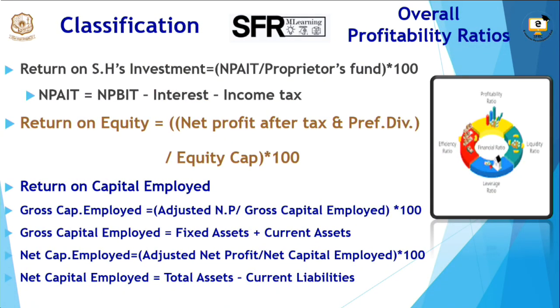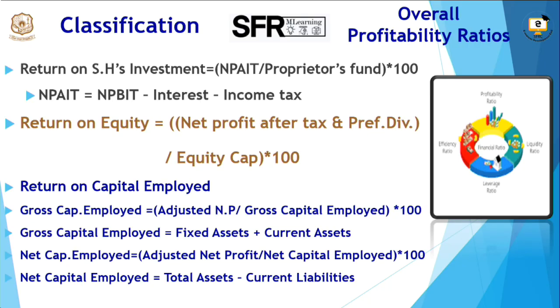Next classification is overall profitability ratio. The following are the important overall profitability ratios, that is return on shareholders' investment. It is also called net worth. So return on shareholders' fund or shareholders' investment, we take net profit after interest and tax divided by proprietors' fund into 100. Net profit after interest and tax means after the payment of interest and taxes we got a net profit, okay. Then proprietors' fund means equity share capital, reserves and surplus, and preference share capital minus accumulated loss if any occurred.